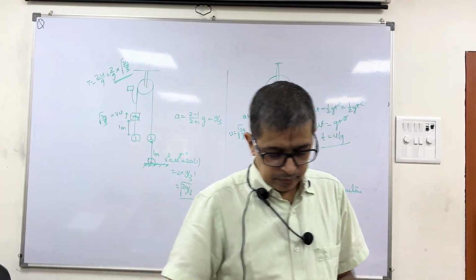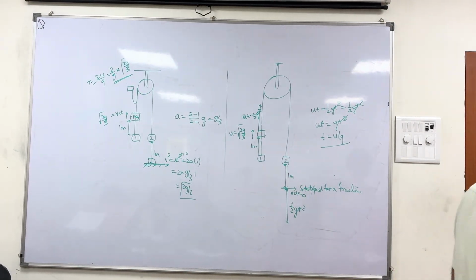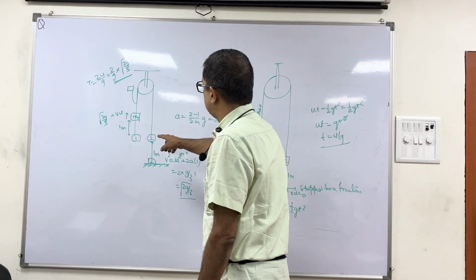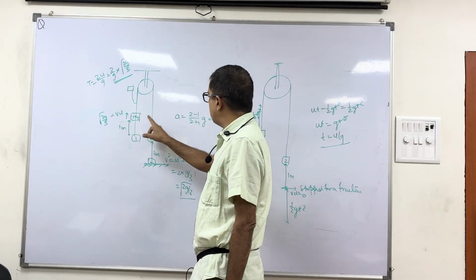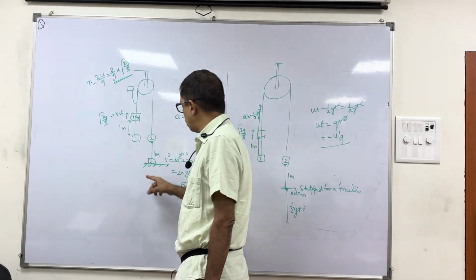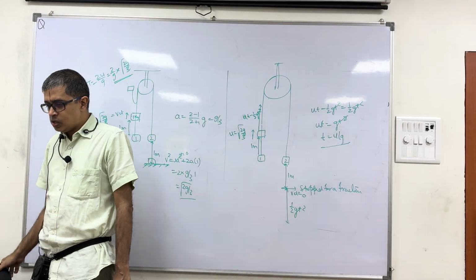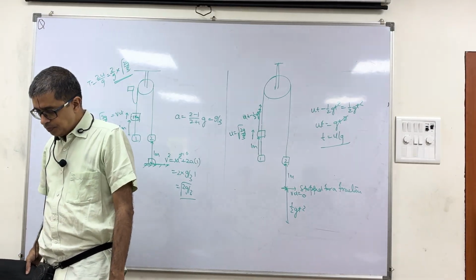Right? So full friction, this one. When the string is taut, this is the acceleration of this block. To calculate this velocity, the acceleration. Yes, sir.